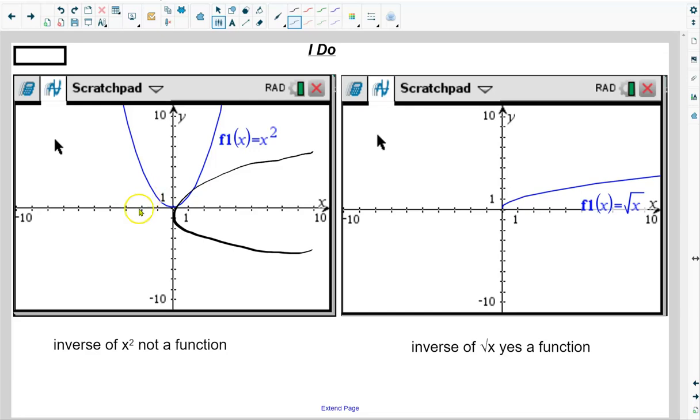Anytime that you're going from x squared and inverting that to get some kind of square root, that's where you have to be careful and start considering restrictions on the domain and things of that nature. Now in this case, the inverse of the square root of x, yes, it is a function because, as we discussed earlier, this would simply be that.